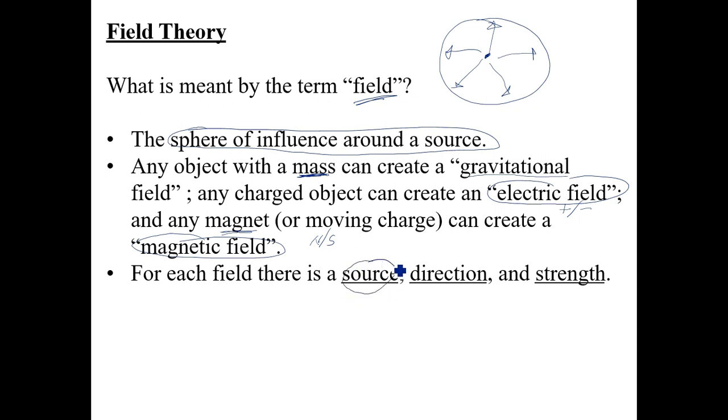So for each one of these fields, there does need to be a source. When we're talking about gravitational fields, that source will be a mass. For electric fields, it will be a charge. And for magnetic fields, it would be a pole. There is a direction associated with these as well that we'll chat a little bit about. And there are strengths of these fields that we're going to get into some calculations with, at least with the gravitational and the electric fields.